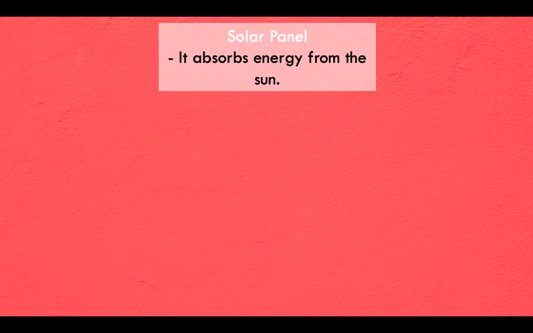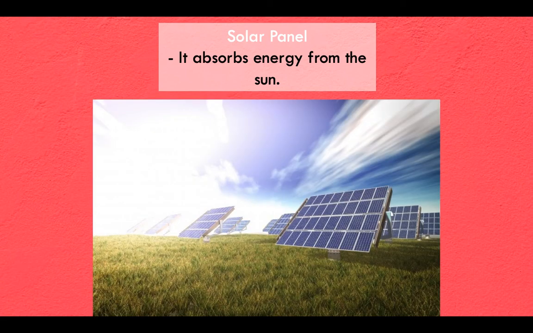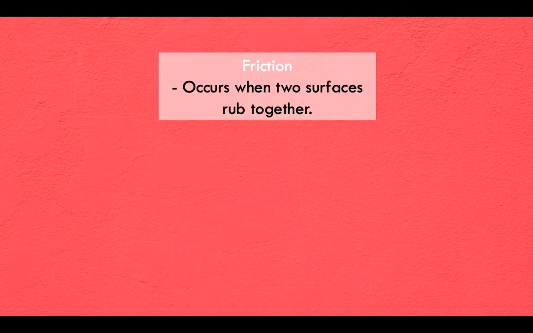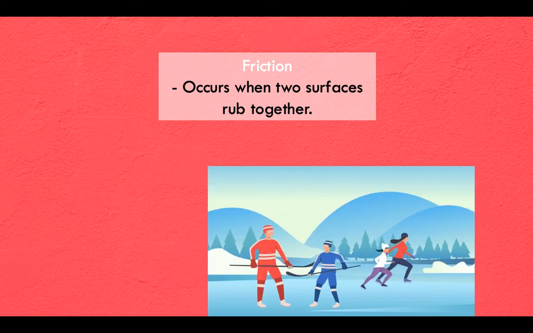A solar panel is also a device that absorbs light energy and converts it to heat. In a solar heat system, the sun's energy heats a liquid that flows from the solar panels. The heated liquid is pumped through pipes. It can then be used to heat homes and wash clothes. Friction occurs when two surfaces rub together. Scraping and rubbing hands are examples of activities that show friction.